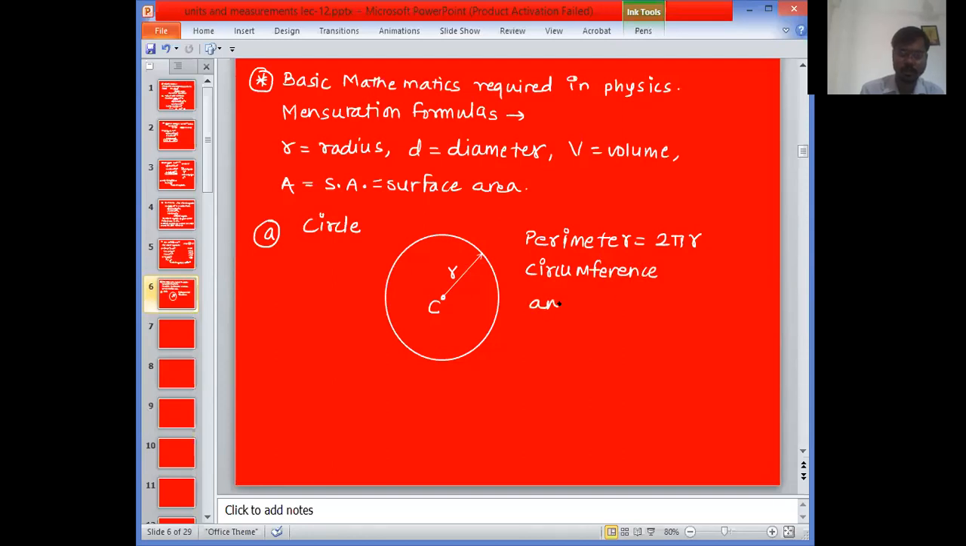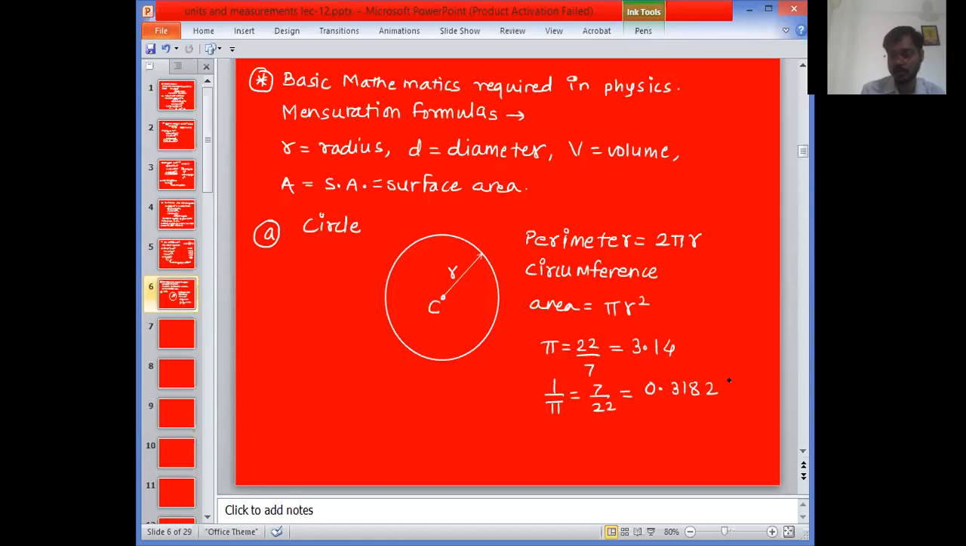Next formula is area of circle. Area of circle is pi r square. Just keep on writing. The value of pi is 22 by 7, 3.14. The value of 1 upon pi is equal to 7 by 22. If you calculate it, you will get 0.3182.